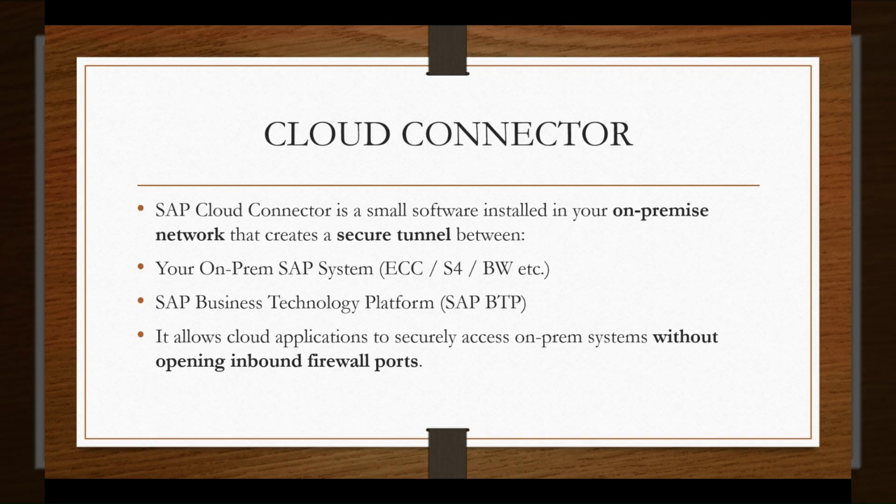Cloud Connector is a separate system in SAP. It is a small software installed in your on-premise network that creates a secure tunnel between your on-premise service and SAP BTP, that is Business Technology Platform, or any cloud premise. For example, if some of your systems are on premise while others are on cloud and they need to communicate with one another, Cloud Connector is used for that purpose. It creates a connection between the on-premise and the cloud systems.